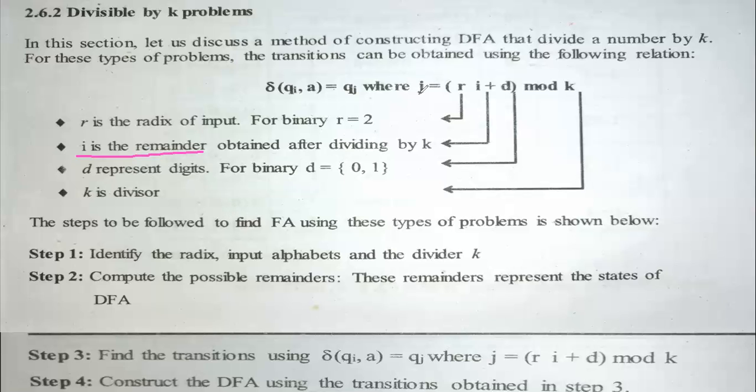Clear? So using this formula, we find, if we are in state q0, what the next state will be on receiving one particular input alphabet. Here we are representing it as a.